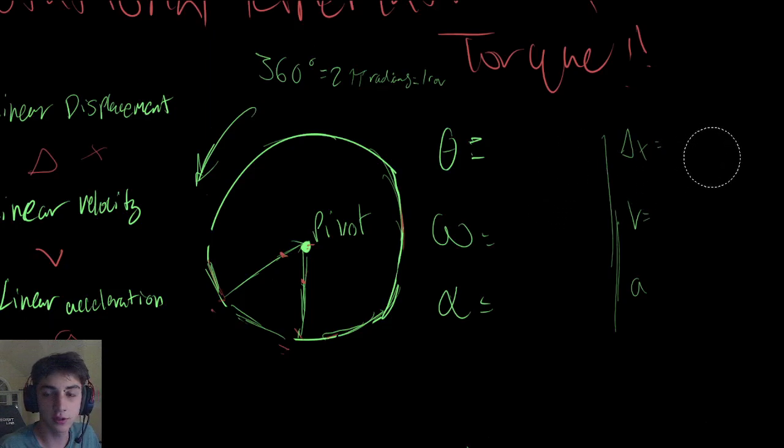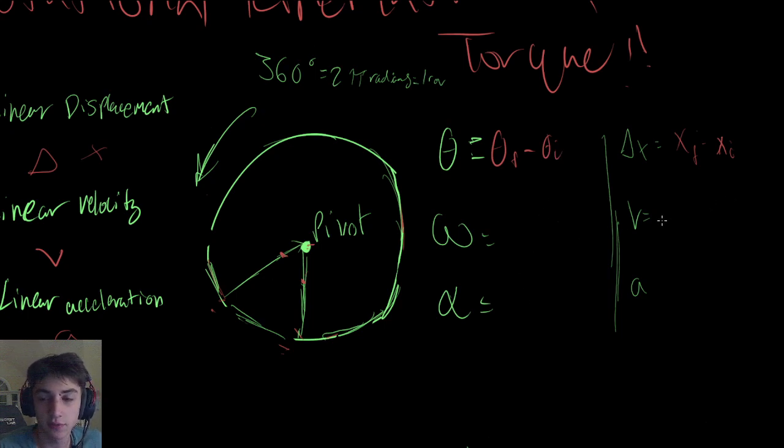To solve for linear displacement, we have to have the original, so the change in x, so the original x position, and this would be subtracted by the final x position. And the same thing is true for our theta. For our angular displacement, it's the final displacement minus the original displacement.